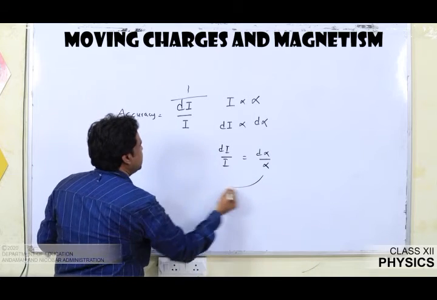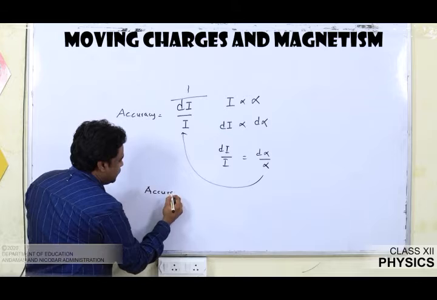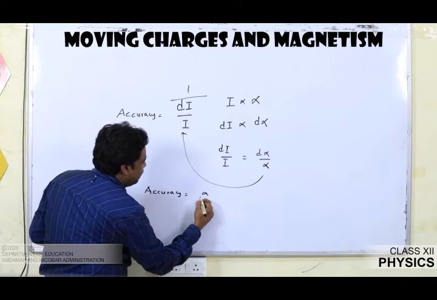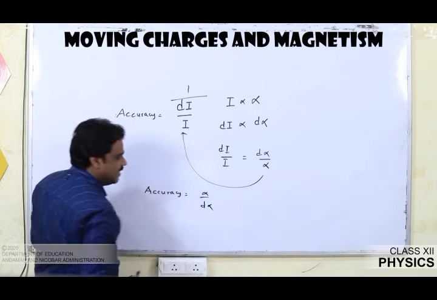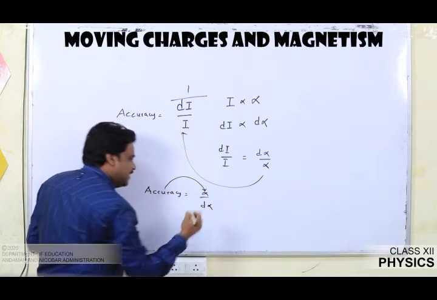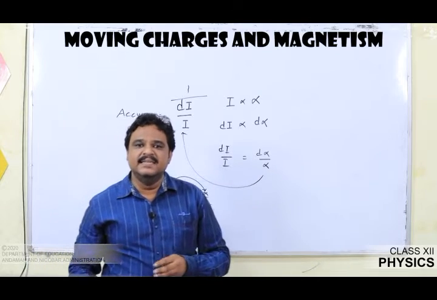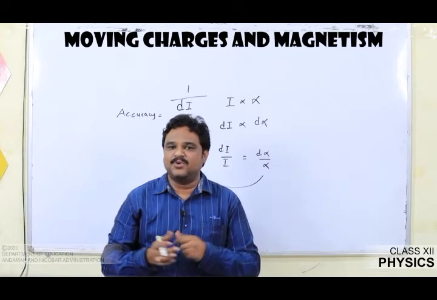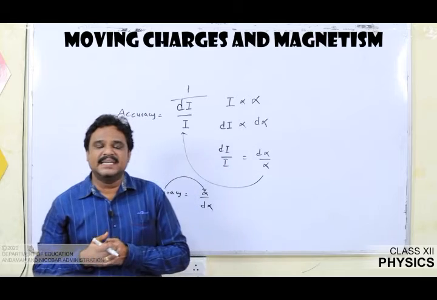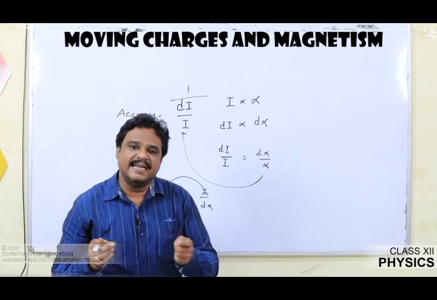So you use this in this equation. So what about accuracy I am going to get? Accuracy will be alpha by d alpha. This means accuracy is directly depending on the deflection produced. This means if I am going to get a large deflection, the galvanometer will be highly accurate. What I can conclude, if the galvanometer gives a large deflection, obviously the galvanometer will be said to be highly accurate.